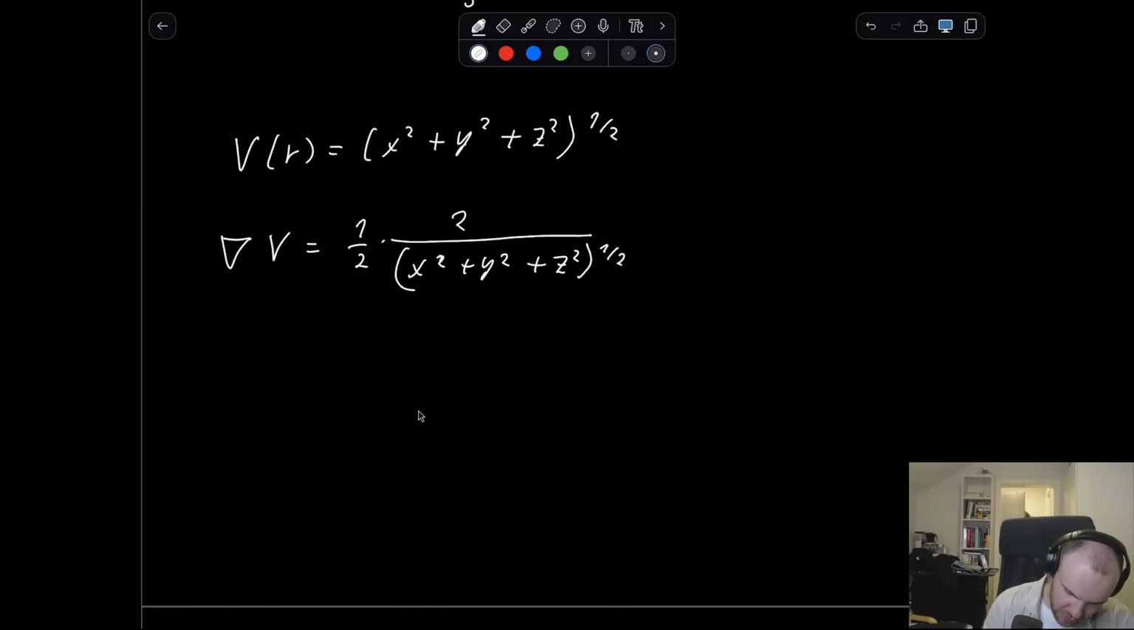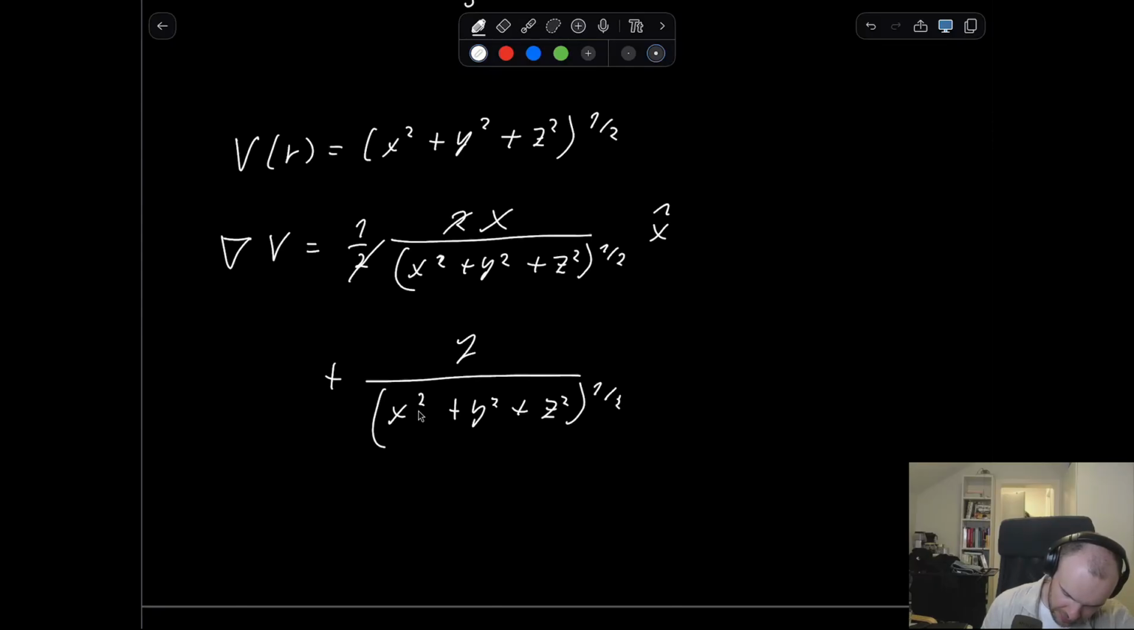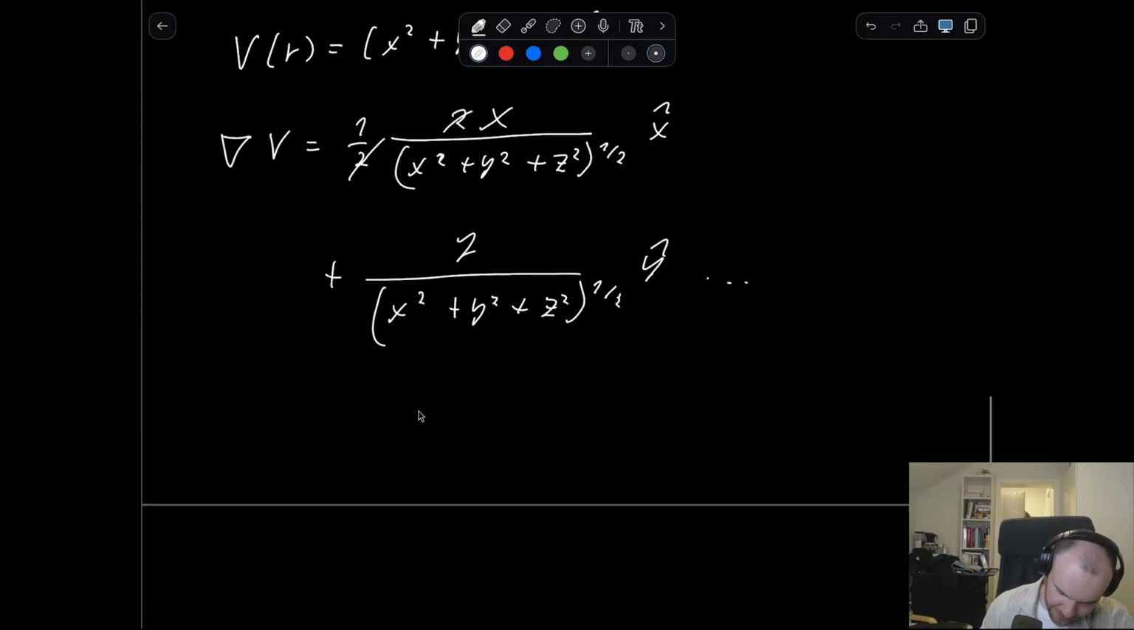So 2 and 2 cancel out, and that's just x, in the x hat direction. And you get the same for each of them. So you get y, x squared, y squared, z squared, 1/2, then y hat, and so on. And what you can see is that what we have in common is 1/r, the length, right?